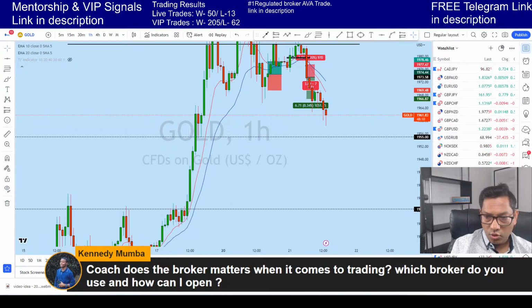Yeah, definitely the broker matters, because there is spread and everything matters. So yeah, you can use that link to open an account with them. They're regulated, and your capital will always be in safe hands.